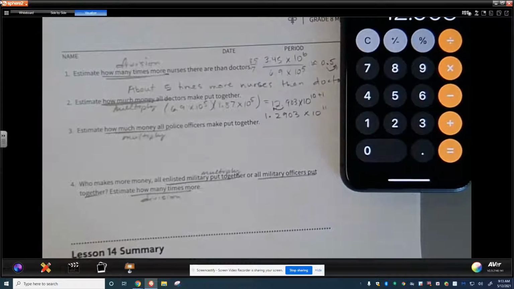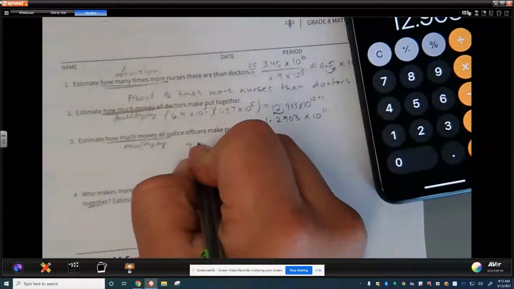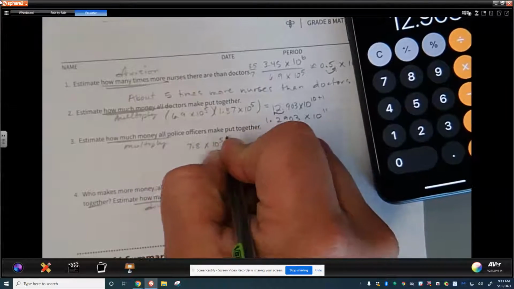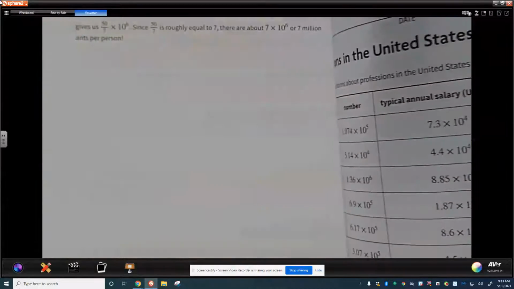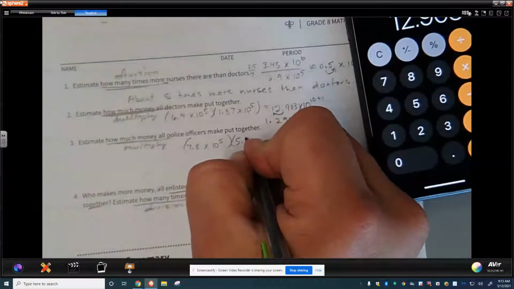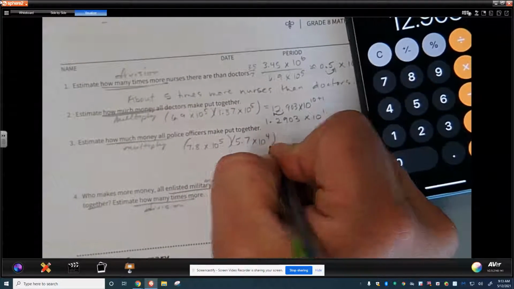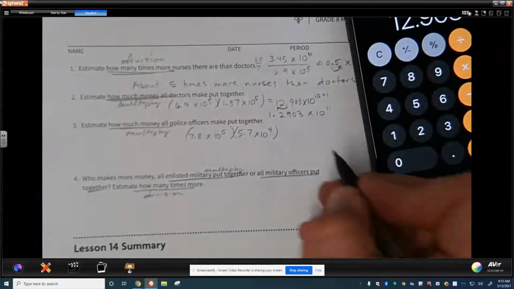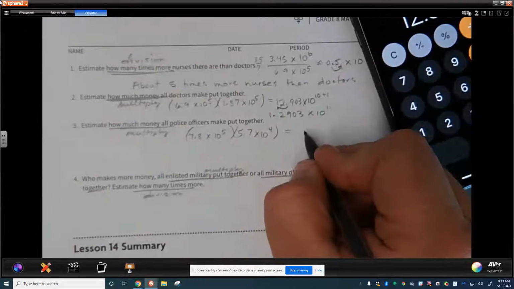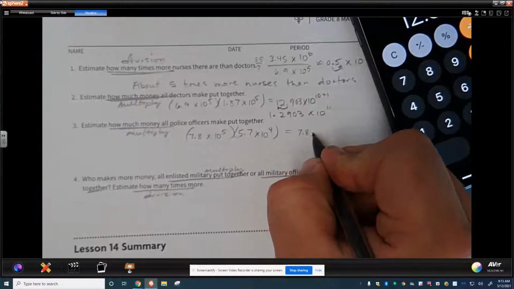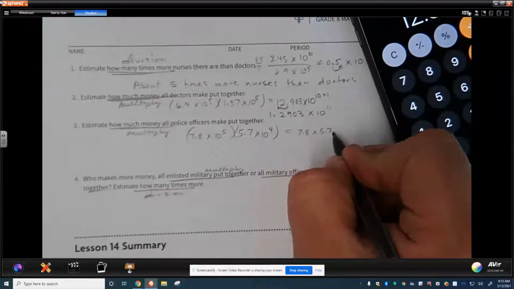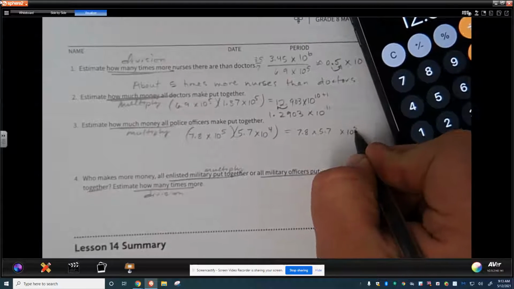Number 3, we're estimating police officers, how much money they make all together. Police officers, 7 and 8/10 times 10 to the 5th, and then 5 and 7/10 times 10 to the 4th. Again, multiply these values, 7 and 8/10 times 5 and 7/10, and then multiply the powers of 10.